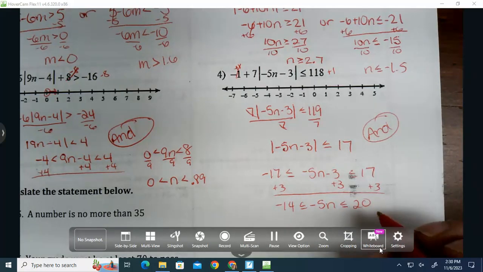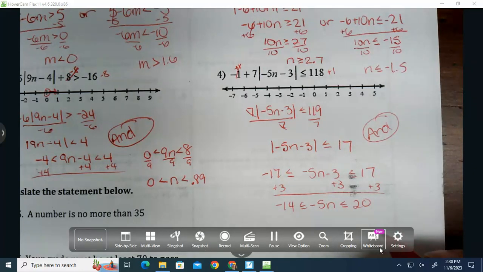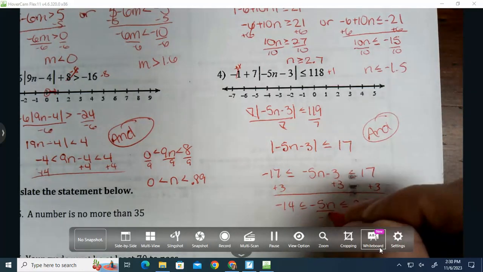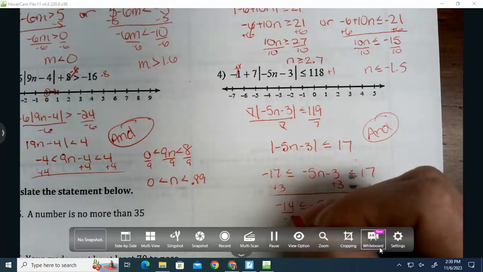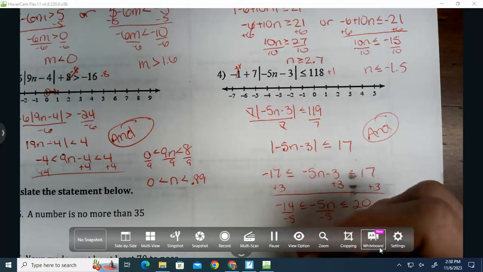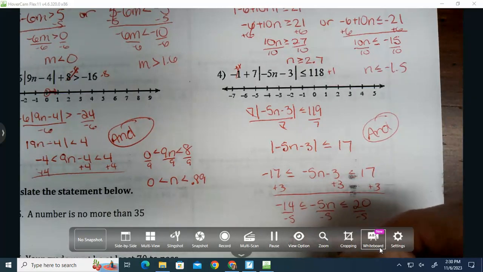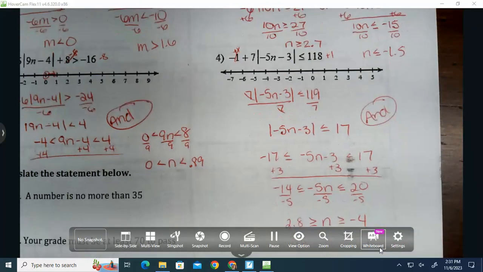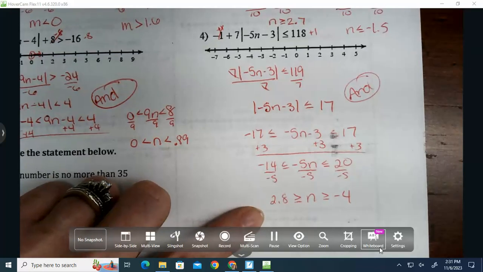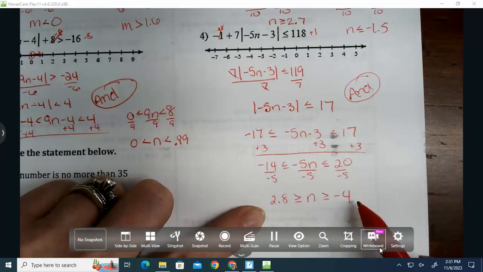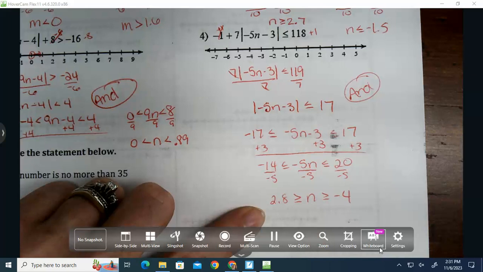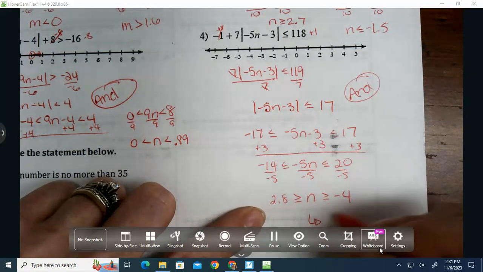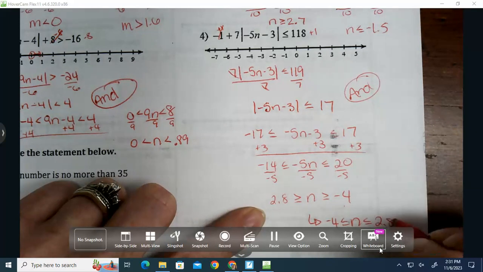Then what? And when we divide by that negative, what else happens? Signs flip. Okay, so we get 2.8 is greater than or equal to n is greater than or equal to negative 4. Okay, that's written very strangely, but we've seen that before, where essentially the whole problem is backwards from what we expect. And we can fix that. You just basically flip everything. We bring the negative 4 less than or equal to n less than or equal to 2.8.